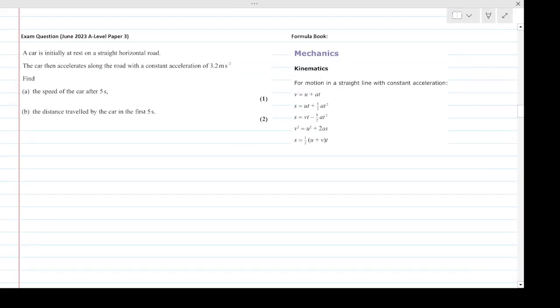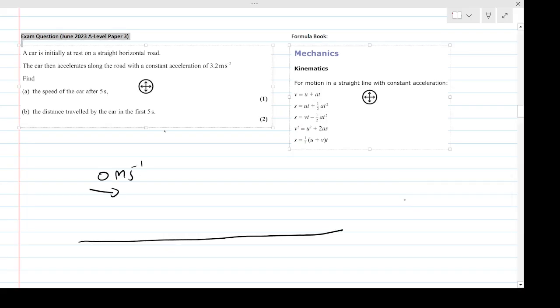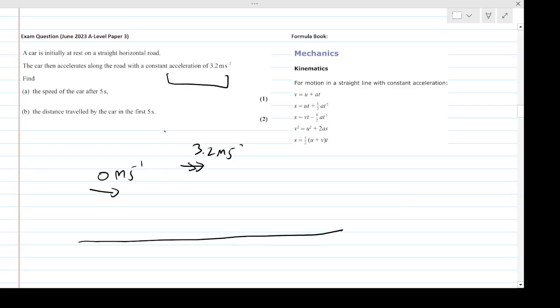Okay, so we're going to look at some exam questions, and we've got this one first, which is probably, weirdly, the easiest exam question we've seen in this video. Here we're told a car is initially at rest on the road. If we draw a little diagram, if it's at rest initially, the initial speed is 0. Then it accelerates with constant acceleration of 3.2. And it wants to find firstly the speed after 5 seconds.